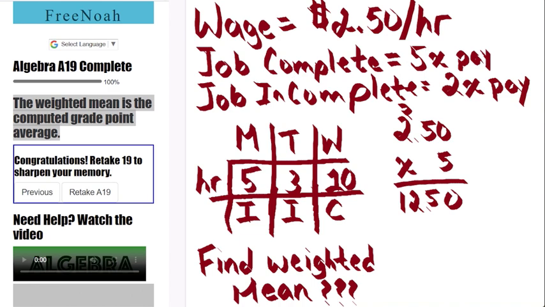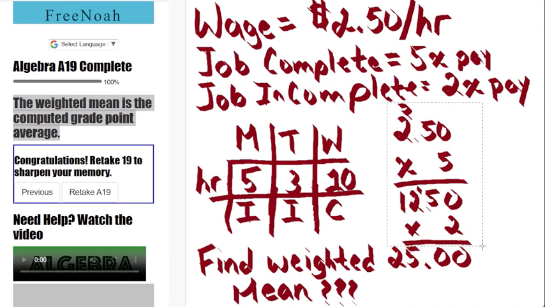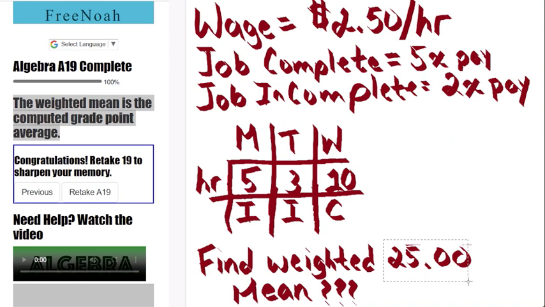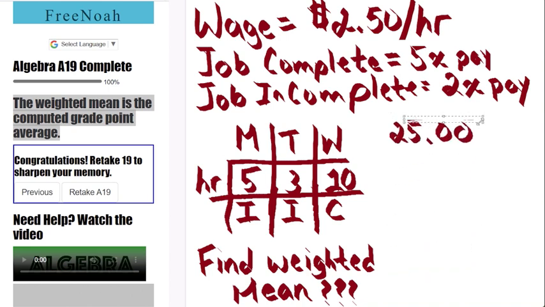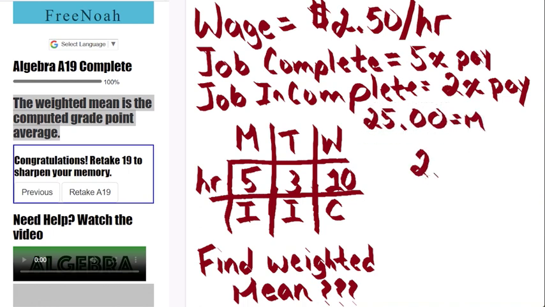So $12.50 times 2, that's 0 times 2 is 0. 5 times 2 is 10. Drop the 0, carry over the 1. 2 times 2 is 4, plus 1 is 5. And then 2 times 1 is 2. So on a Monday, he got paid $25. Boom, $25. That's good on a Monday.